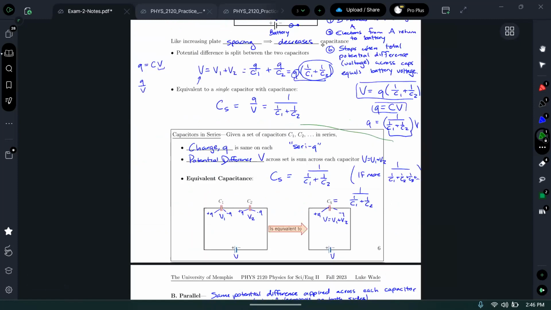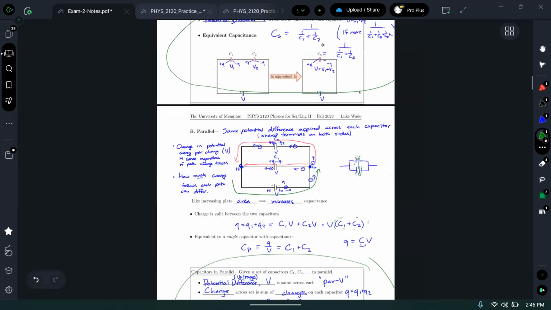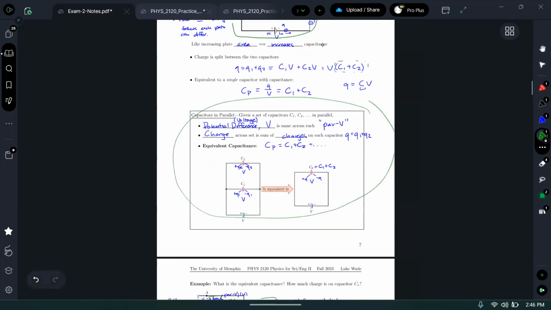Series and parallel, it's all summarized in these boxes down at the bottom of each page. They tell you everything that's important about series connections, in that the charge is the same for capacitors in series, the potential difference is split, and the equivalent capacitance formula, and similar for parallel.